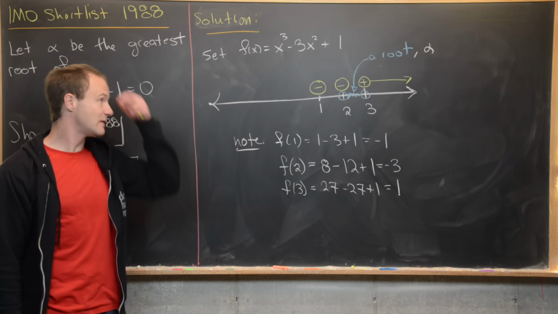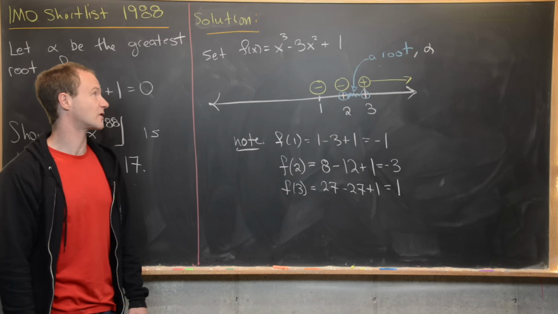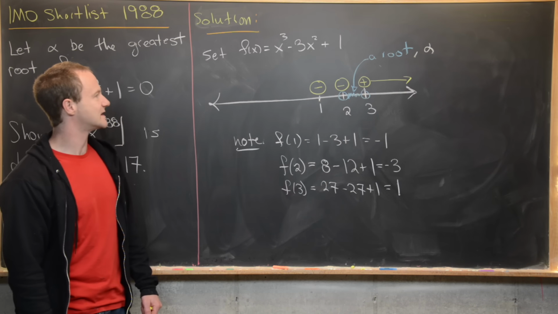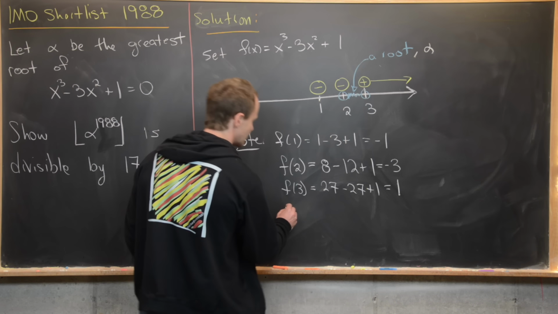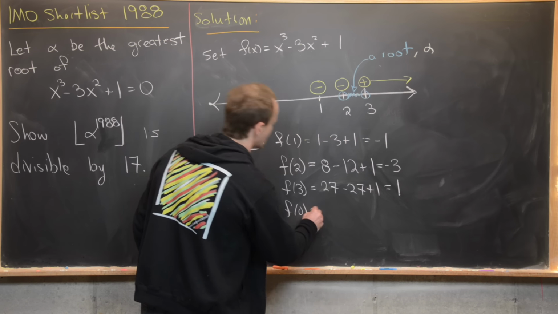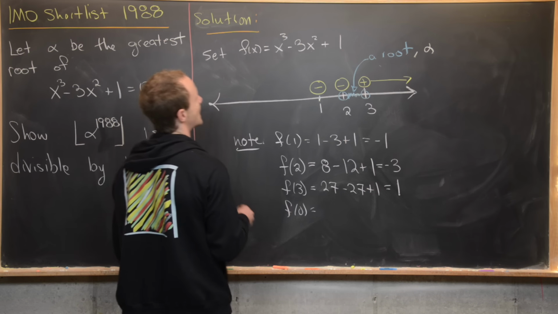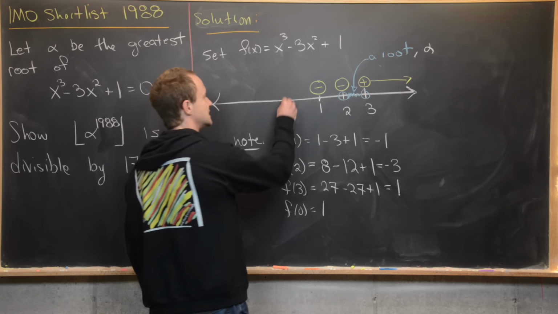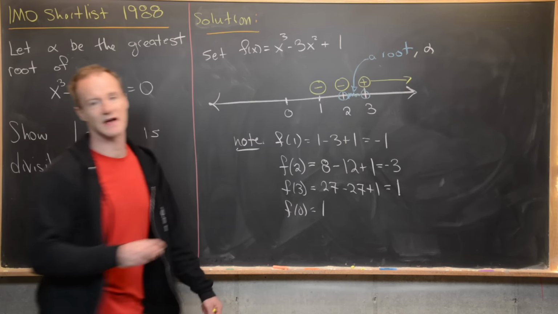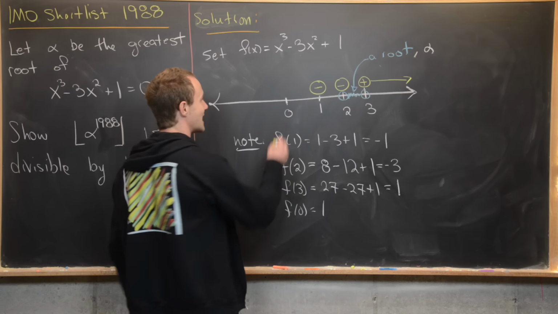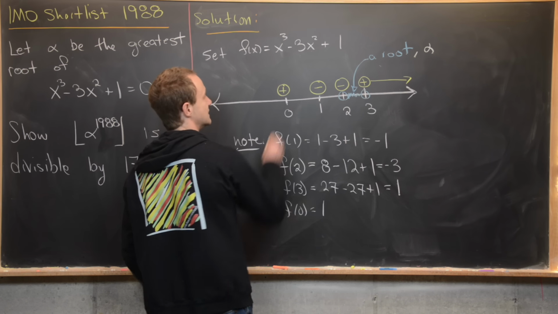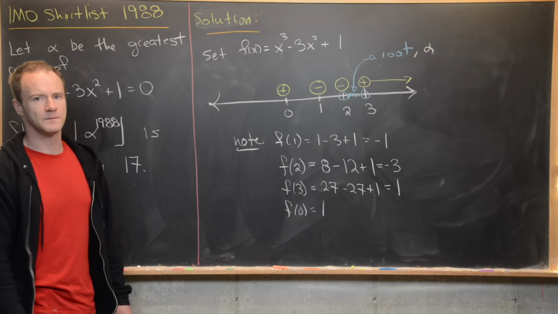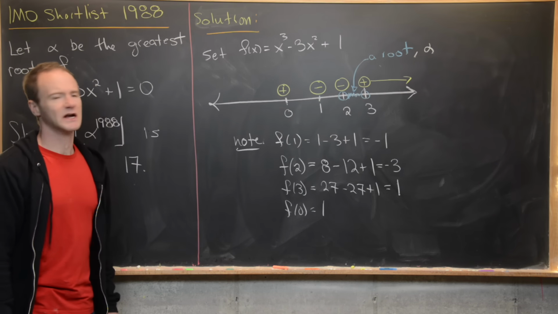Okay, so now let's maybe look for some other places for other roots. Let's maybe notice that if we plug in 0, f of 0 is equal to, well, that's 0 minus 0 plus 1, so that's 1. So let's put maybe 0 right here. And since that is also positive, we know that there is a root between 0 and 1. But maybe we can get a little bit closer here.